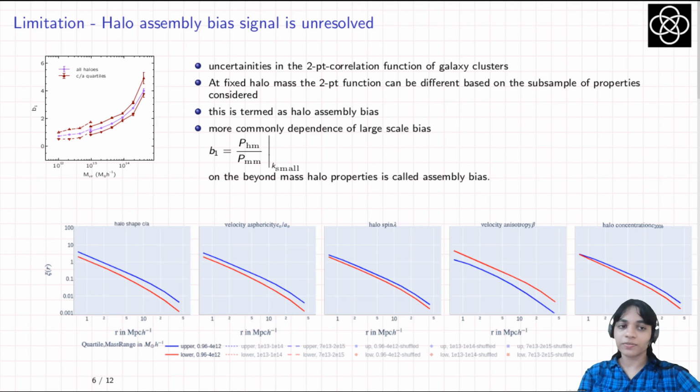In simulations with unresolved halo properties, this halo assembly bias signal would be absent or not well defined. These uncertainties will creep into analyses that rely on summary statistics. For example, a cosmological parameter estimation done with the 2-point correlation function of galaxy clusters.